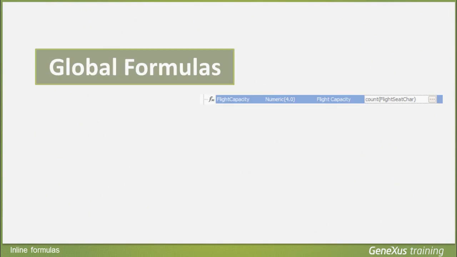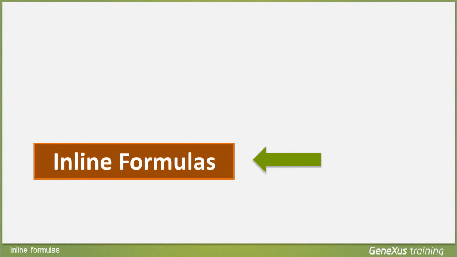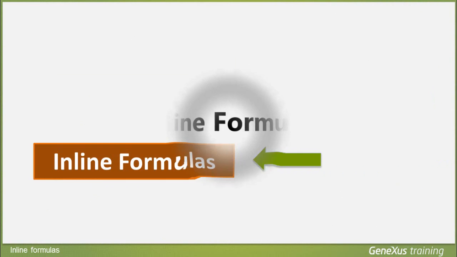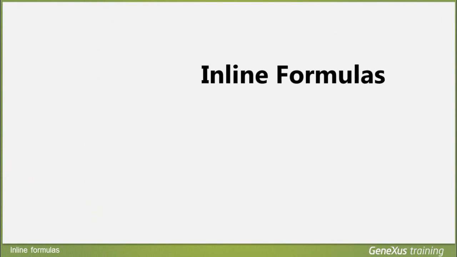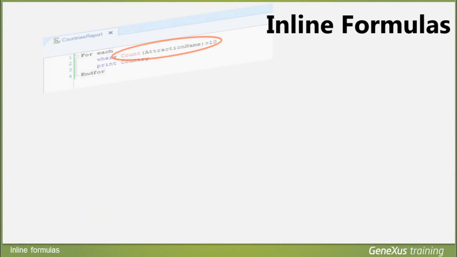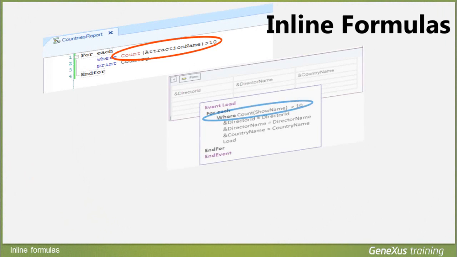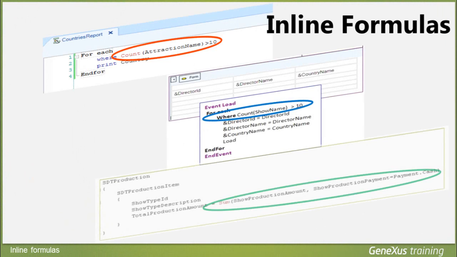Earlier, we saw formulas used to define a transaction attribute, and now we'll see how formulas can be used in an object code. An inline formula is a formula we declare as a particular instruction within a specific code, such as the source of a procedure, and a web panel event, and so on.